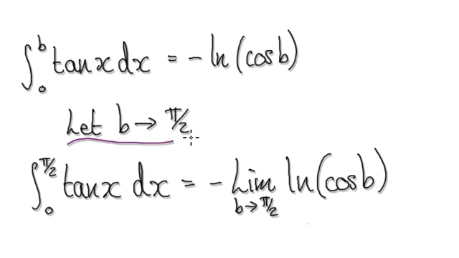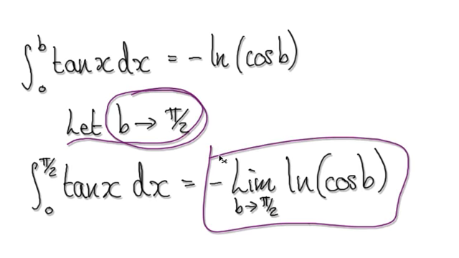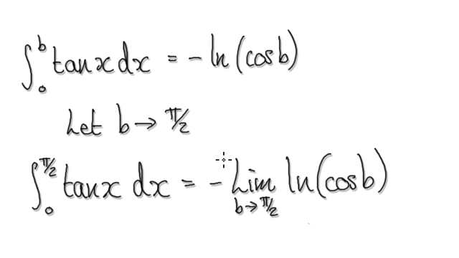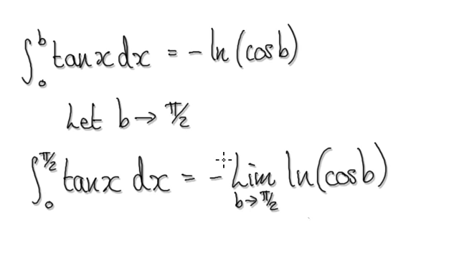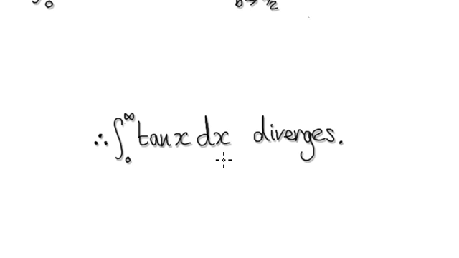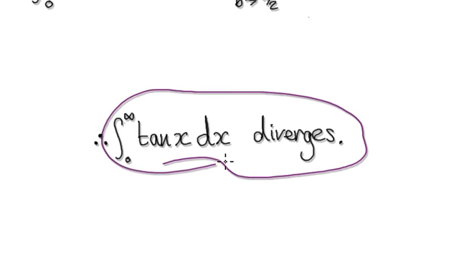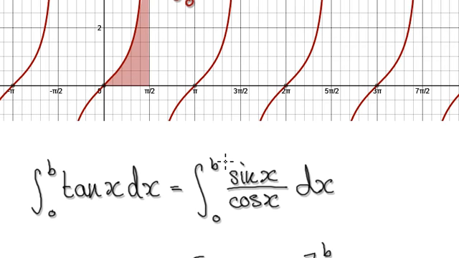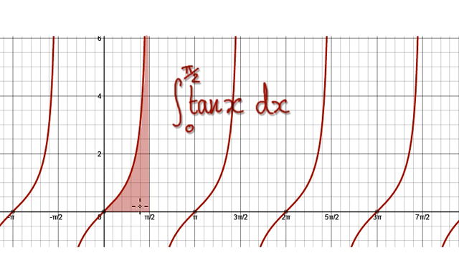So as you take the limit as b heads towards pi over 2, this whole thing is going to head towards positive infinity, meaning the area is going to get larger and larger. It doesn't converge. The area doesn't converge, so you can say that this thing diverges. If you go back to the graph, as you approach pi over 2, the area is just going to get larger and larger. It doesn't converge.